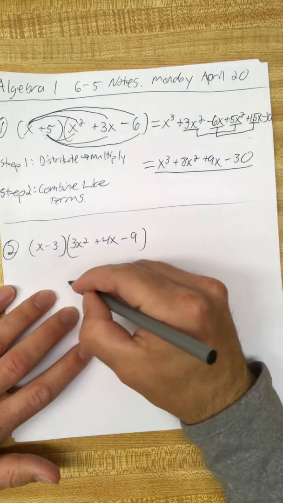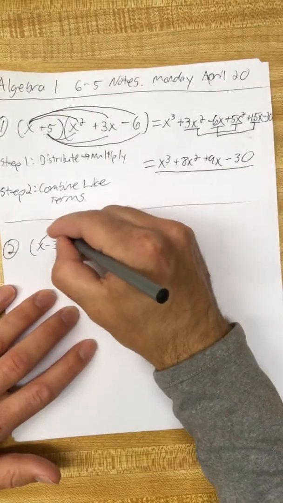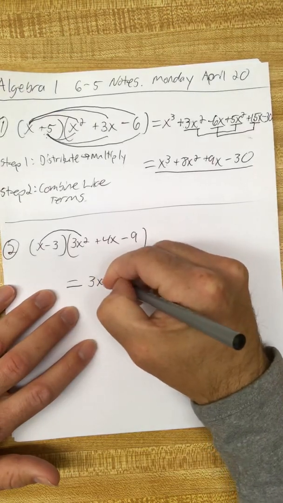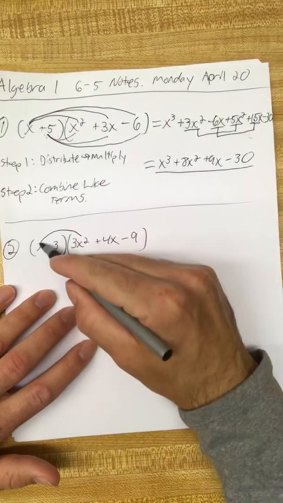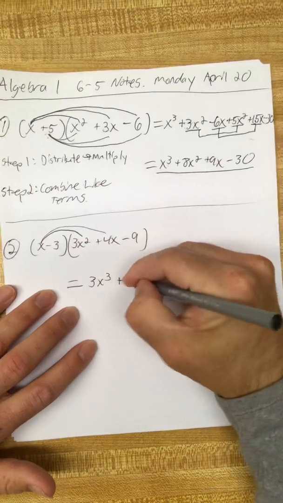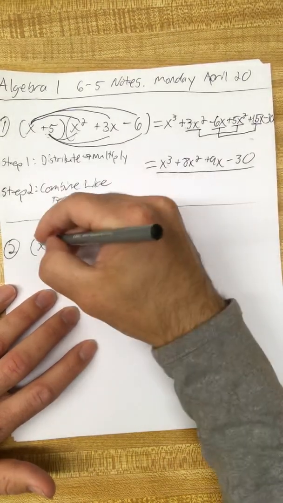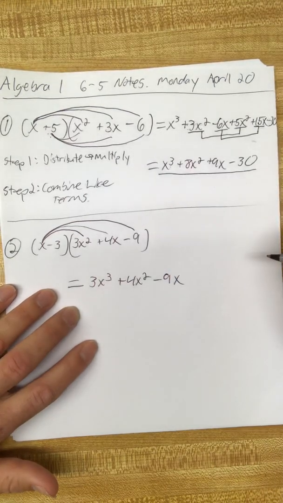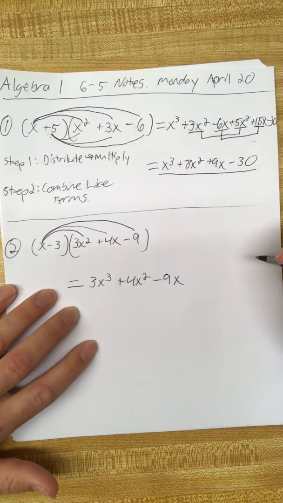Okay, I'm going to write my middle step down here. So again, first up, x times 3x squared is going to be 3x to the third. Again, we're adding an x to that. X times 4x is going to make that 4x squared. X times the minus 9 will be negative 9x or minus 9x. So I took care of the first part.